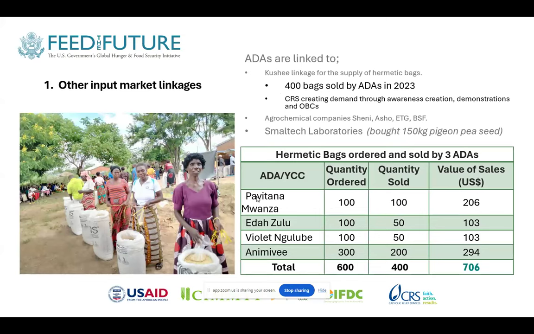We linked them also to other inputs. The first one is Kushe, which supplies the hermetic bags. This is one of the technologies that is being promoted under this initiative. And just last year, before the current farming season, 400 bags were sold by three or four ADAs in 2023.